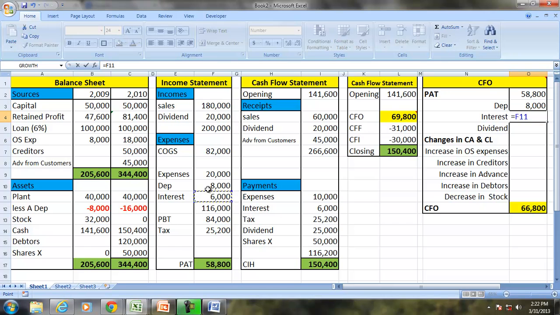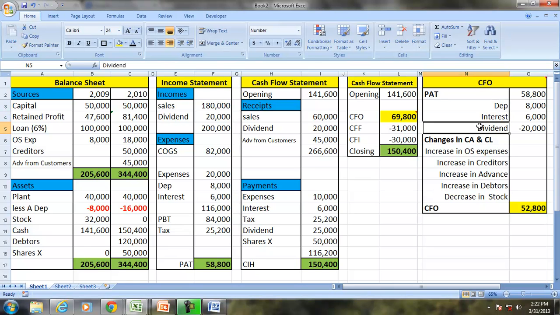Interest we added back because we deducted while computing the PAT. And we deduct the dividend because we have added while computing the PAT. So non-cash, non-operating expense and non-operating income. Now the credit items are reflected by seeing the balance sheet. So the credit items are reflected by seeing the changes in the current assets and current liabilities.